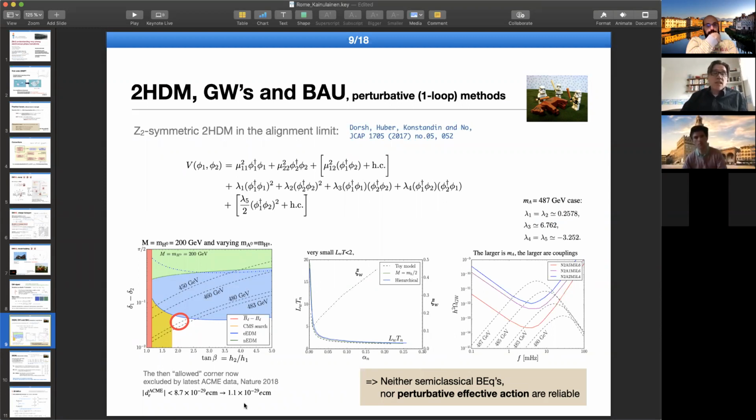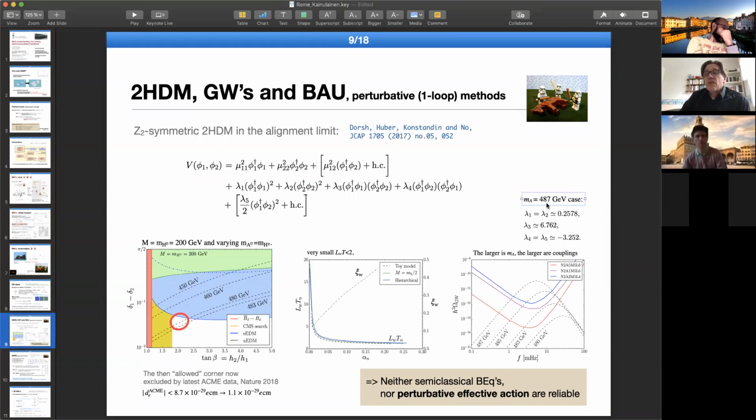Now, this corner has since been excluded by the latest ACME data in 2018, which essentially moves this blue constraint under the bottom line in this graph. Why this excludes this opportunity is that these dashed lines show constant values of the mass of the pseudoscalar MA, the largest one corresponding to 487 GeV, a very large heavy field.